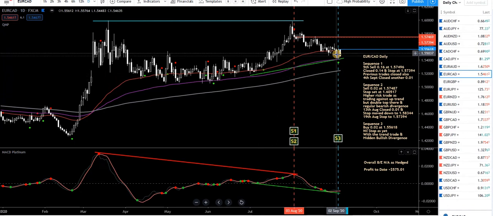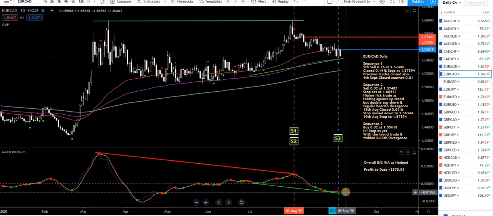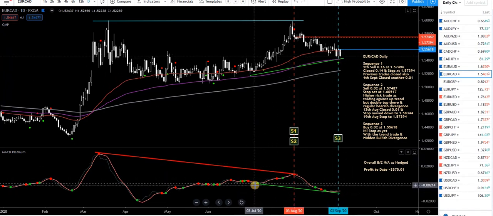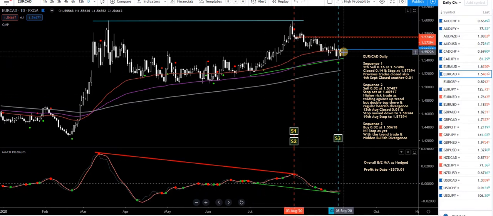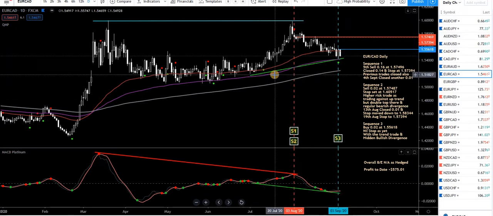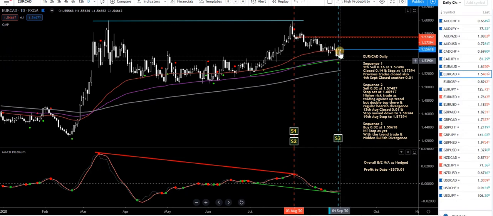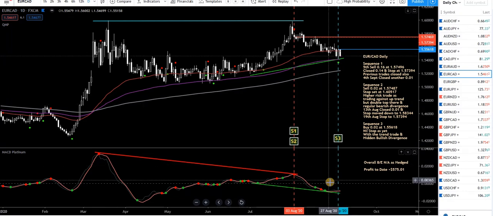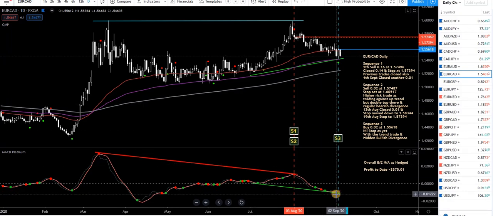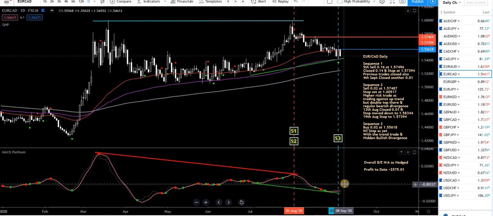And the other reason I didn't put a stop in place is there was hidden bullish divergence there. Hidden divergence, which generally means trend continuation. Even though you're looking at that candle there, you'd probably think you're an idiot, Jim, but no. We've got higher lows on price and lower lows on the oscillator, or the MACD Platinum.